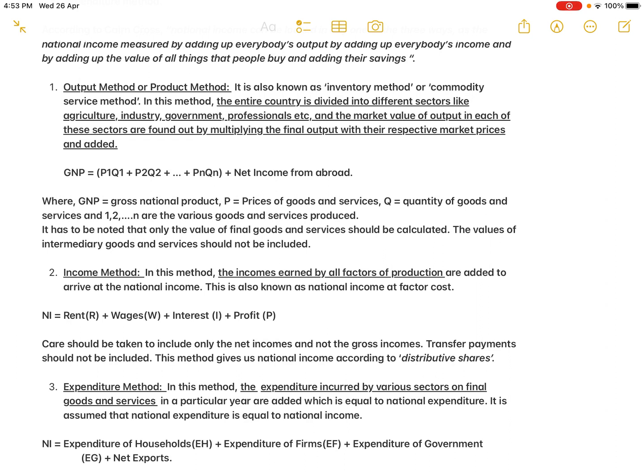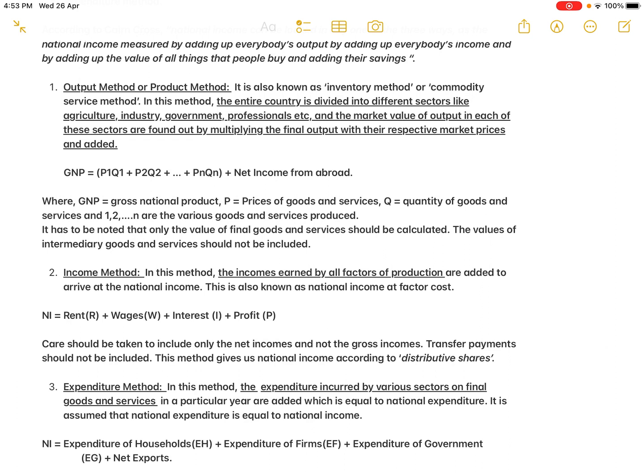Okay, so here the caution is that care should be taken to include only the net incomes and not the gross incomes. Only the net income earned by each and every one of these factors of production should be taken into account. We should not take into consideration the gross incomes. To put it very simply, gross income minus all the expenses is the net income, isn't it? So only net income should be taken into consideration, not the gross income. Then transfer payments should not be included.